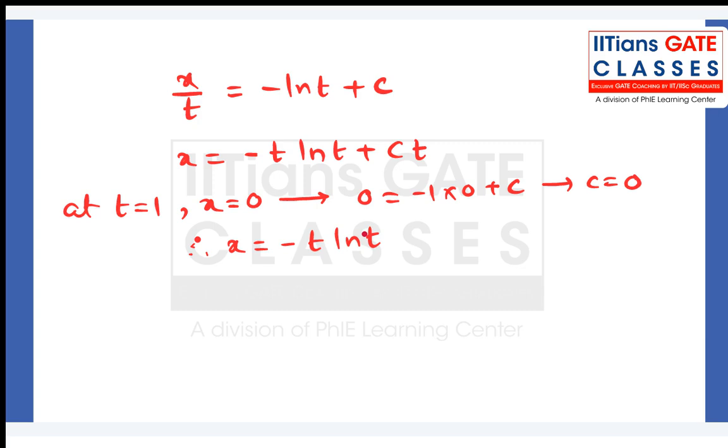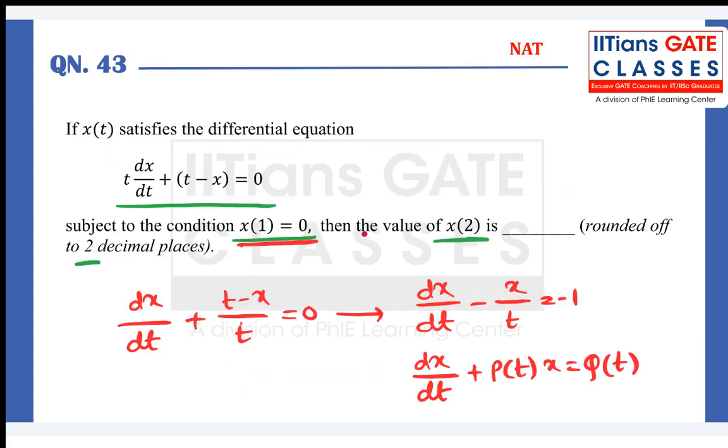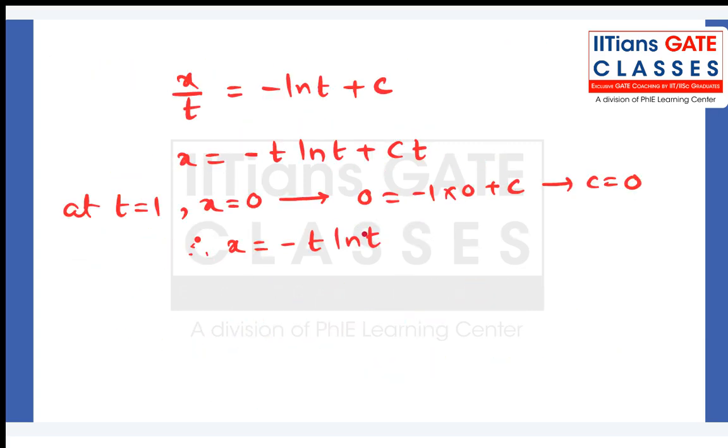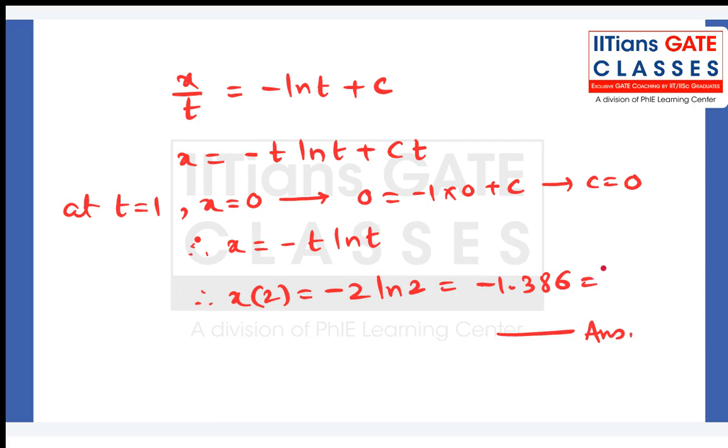And finally they are asking x at t equal to 2. So therefore x at t equal to 2 will be minus 2 ln 2. Okay, so ln 2 is 0.693, and if you multiply it by 2, it will be minus 1.386. So this was your final answer. And they were telling you to round it off to two decimal places. So it will be minus 1.39.